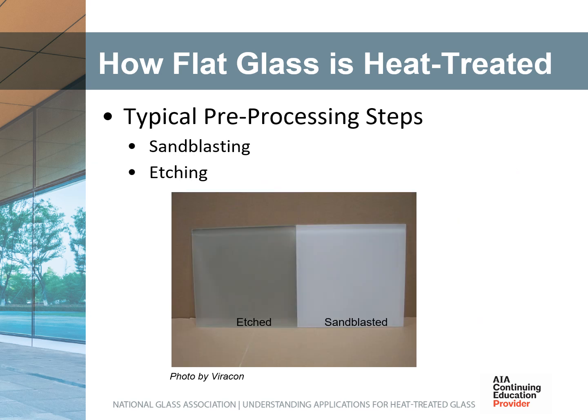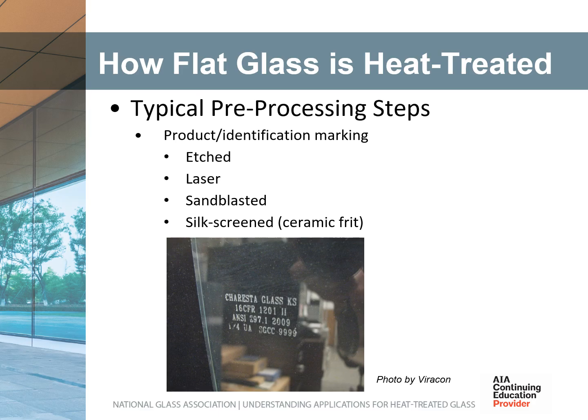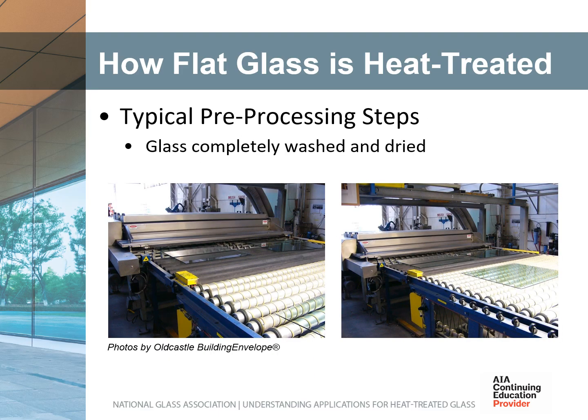Decorative treatments, such as edging or sandblasting, should also occur prior to heat treatment. The identification marking, when required, shall include the manufacturer's name or trademark, the designation of heat-strengthened or fully tempered, and glass thickness. These logos can be sandblasted, silk-screened, etched, or applied by laser. Ensuring the glass is as clean as possible prior to fabrication is imperative. These photos illustrate glass going through a washer prior to fabrication.